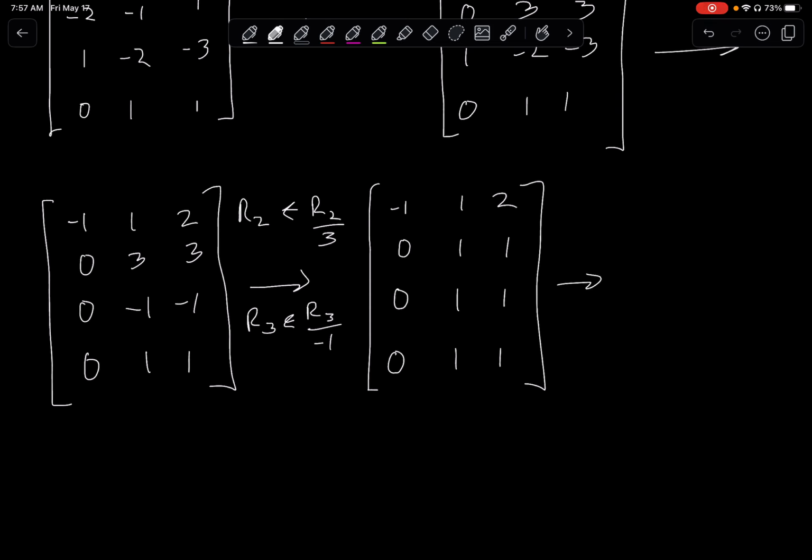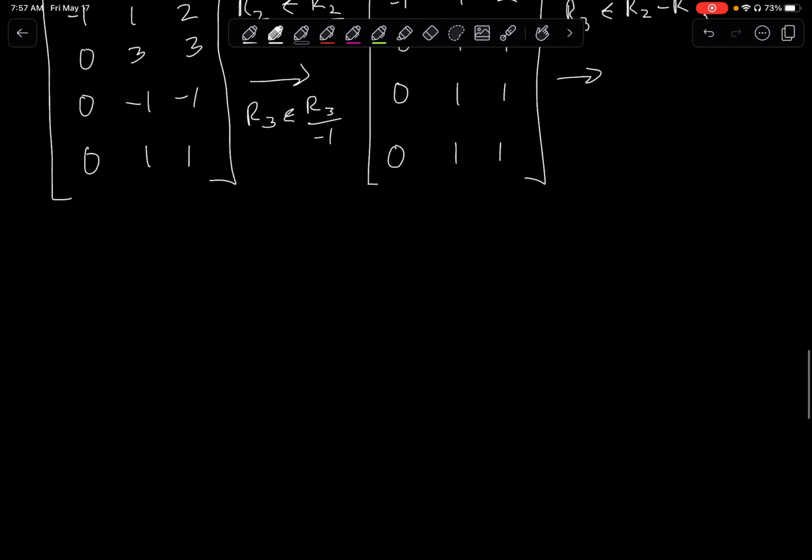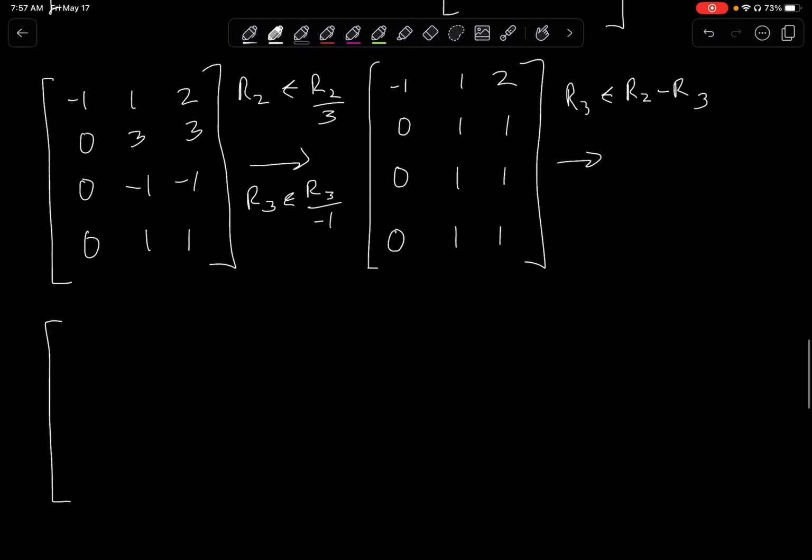So what we're going to do is work sequentially, right? So I'm going to knock out row 3 first, and then I'll deal with row 4 in a bit, right? So row 3 is assigned to row 2 minus row 3, right? So then over here, what do we get? We get -1, 1, 2. We get 0, 1, 1. And then of course, if I'm subtracting these two together, I'm just going to get zeros here, right? So I get 0, 0, 0, and then 0, 1, 1.